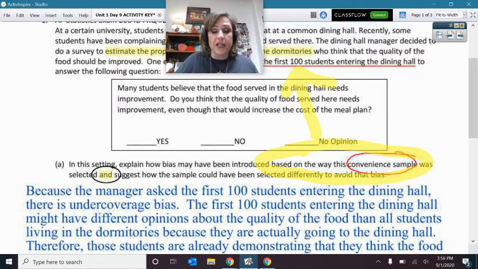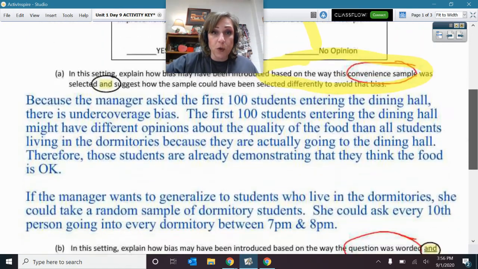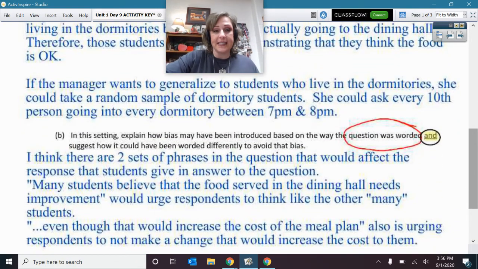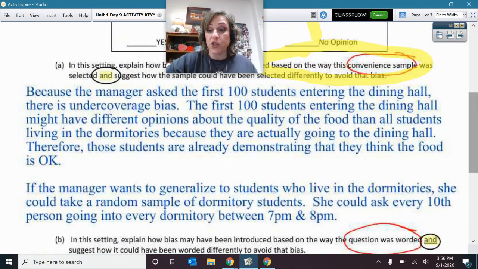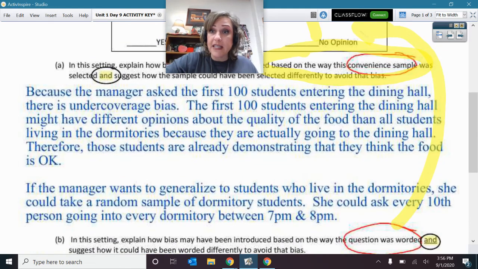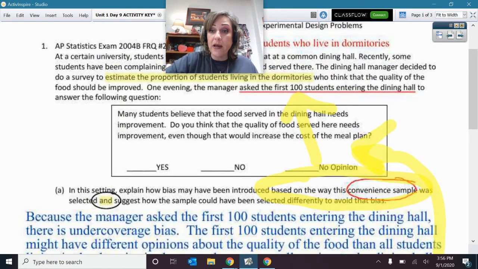That's this situation. Taking the 100 students from the dining hall, there's where the convenience sampling came into play. Because, look, down here on question B, it says, explain how the bias has been introduced in the way the question was worded. That's now addressing the question they asked here. So there are multiple things wrong with this design, and that's what we're addressing, those two separate things and how to fix them.